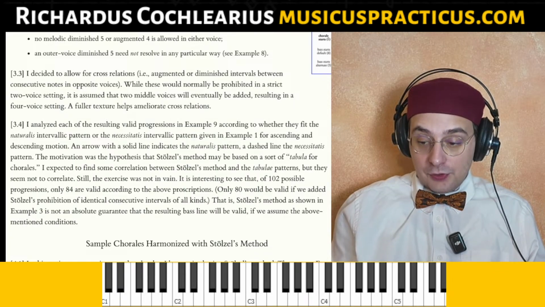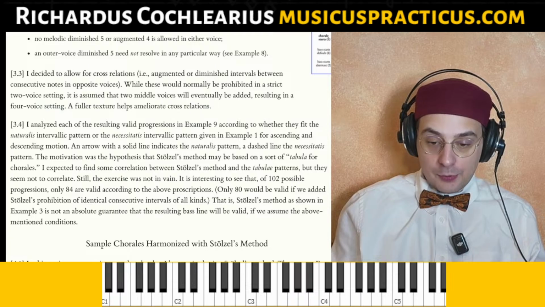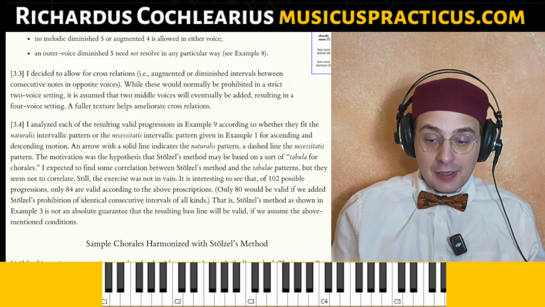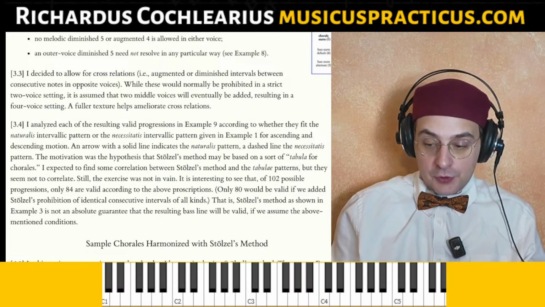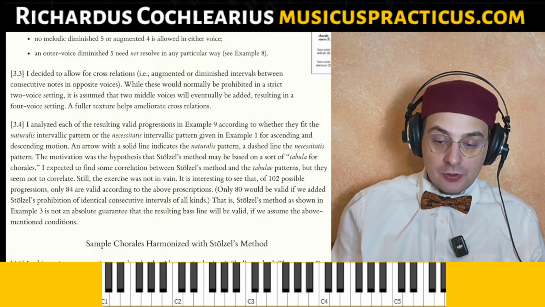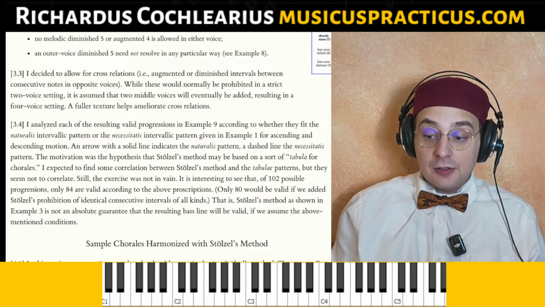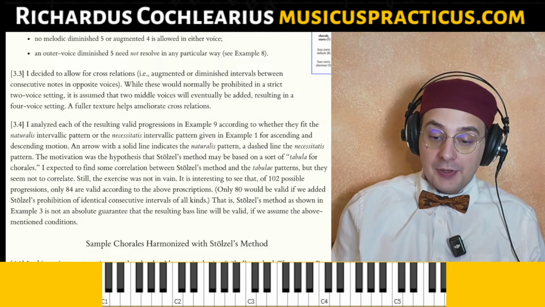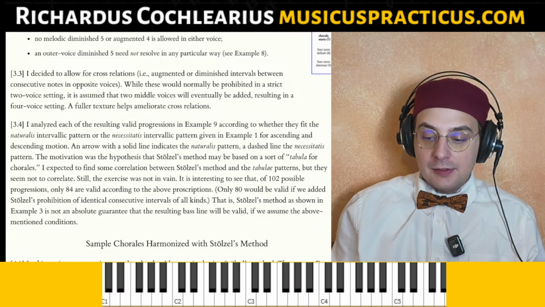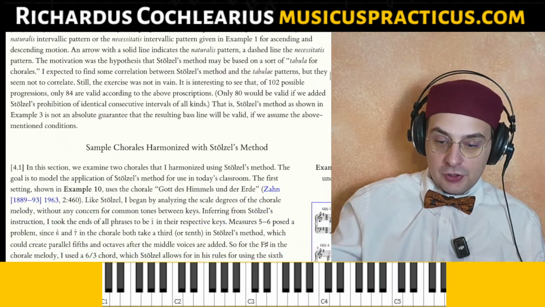It is interesting to see that of 102 possible progressions, only 84 are valid according to the above prescriptions. Only 80 would be valid if we added Stölzel's prohibition of identical consecutive intervals of all kinds. That is, Stölzel's method as shown in example 3 is not an absolute guarantee that the resulting bassline will be valid if you assume the above mentioned conditions.